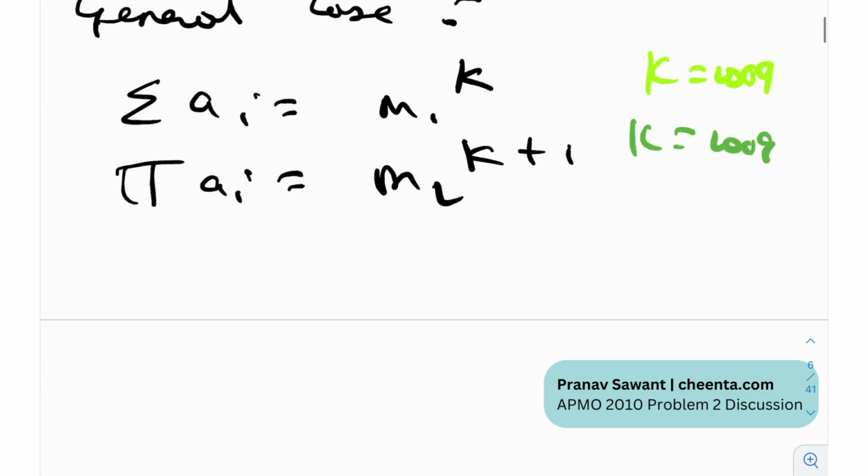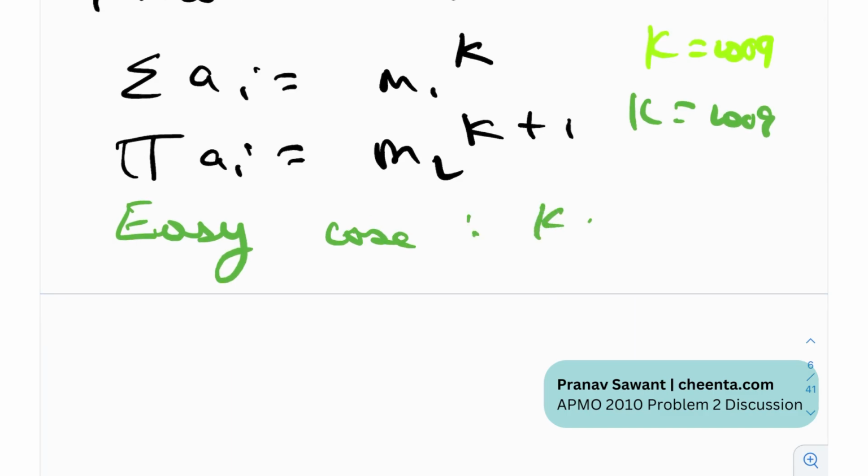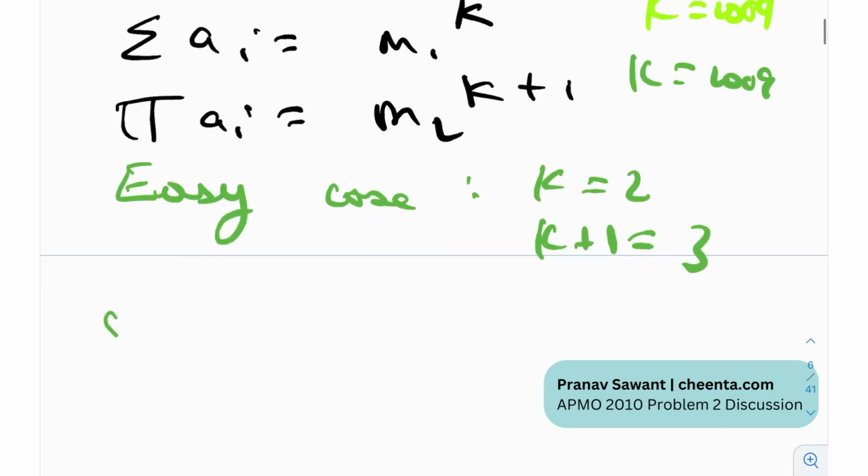Let's proceed. Let's see how we can proceed. Before going into the intricacies of the solution, let me first discuss the easy case. It's really important to know this because this is where the motivation of the problem came from. This is how the problem was constructed, right? So the easy case is where you put k is equal to 2, so k plus 1 is equal to 3, right?